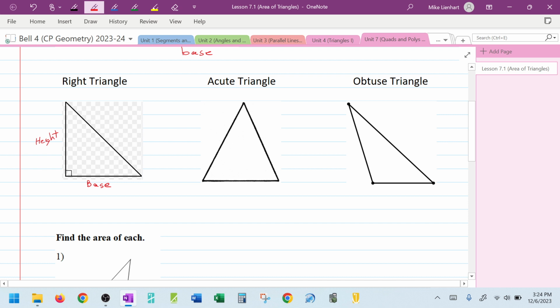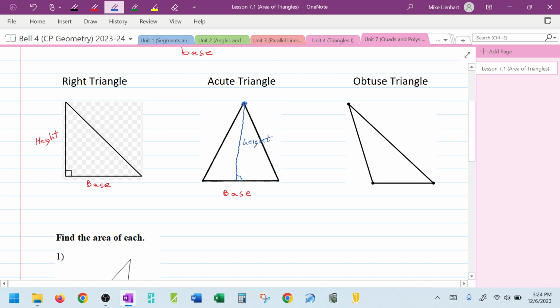In an acute triangle, you notice we don't have a base or a height. We don't have a right angle. All right, so I'm going to declare one of the sides to be the base. I'm going to choose to make the base this bottom here. What that indicates then is from the vertex that's opposite, I'm going to need a straight line down to the base forming a right angle. And then my height would be this measurement.